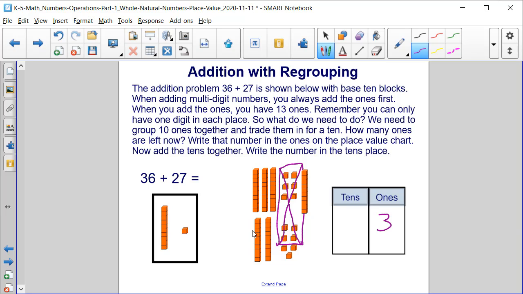1, 2, 3, 4, 5, and this extra set of tens that we got from adding these ones together. So that makes 6 of them. And we write that number in the tens place. So 36 plus 27 is 63.